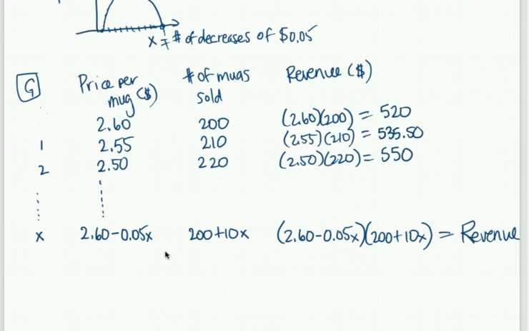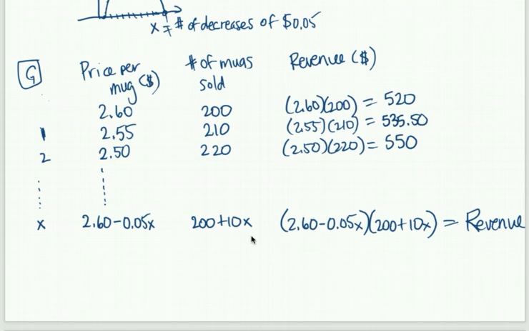If you're wondering how this works, think of it this way: if I drop the price once by 5 cents, I put a 1 in here, so I get 255. I put a 1 in here, so 200 plus 10 is 210. Then from here I get $535.50 for the revenue. So this is the general expression we need for the revenue in this question. If you're a bit overwhelmed, stay patient and keep going through it. Once you see this one and then try it again, it'll be a lot easier.